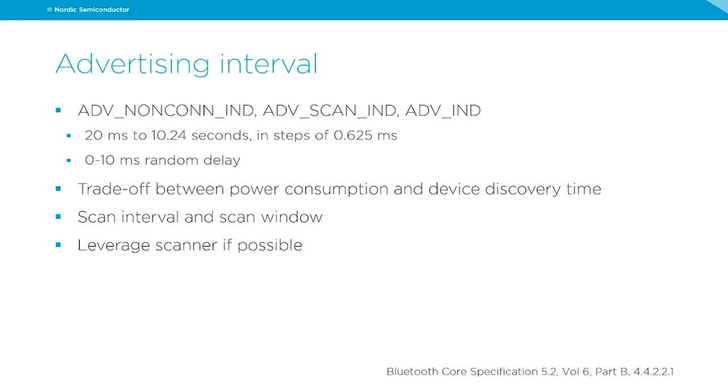And many times you have more power on the central side. Maybe it's a plug-in device or it has a bigger battery, like on the phone. So you should leverage the scanner if possible. Instead of reducing the advertising interval to transmit more often, you can reduce the scan interval and increase the scan window to be able to capture more of the advertising packets if you have more power on the scanner side.